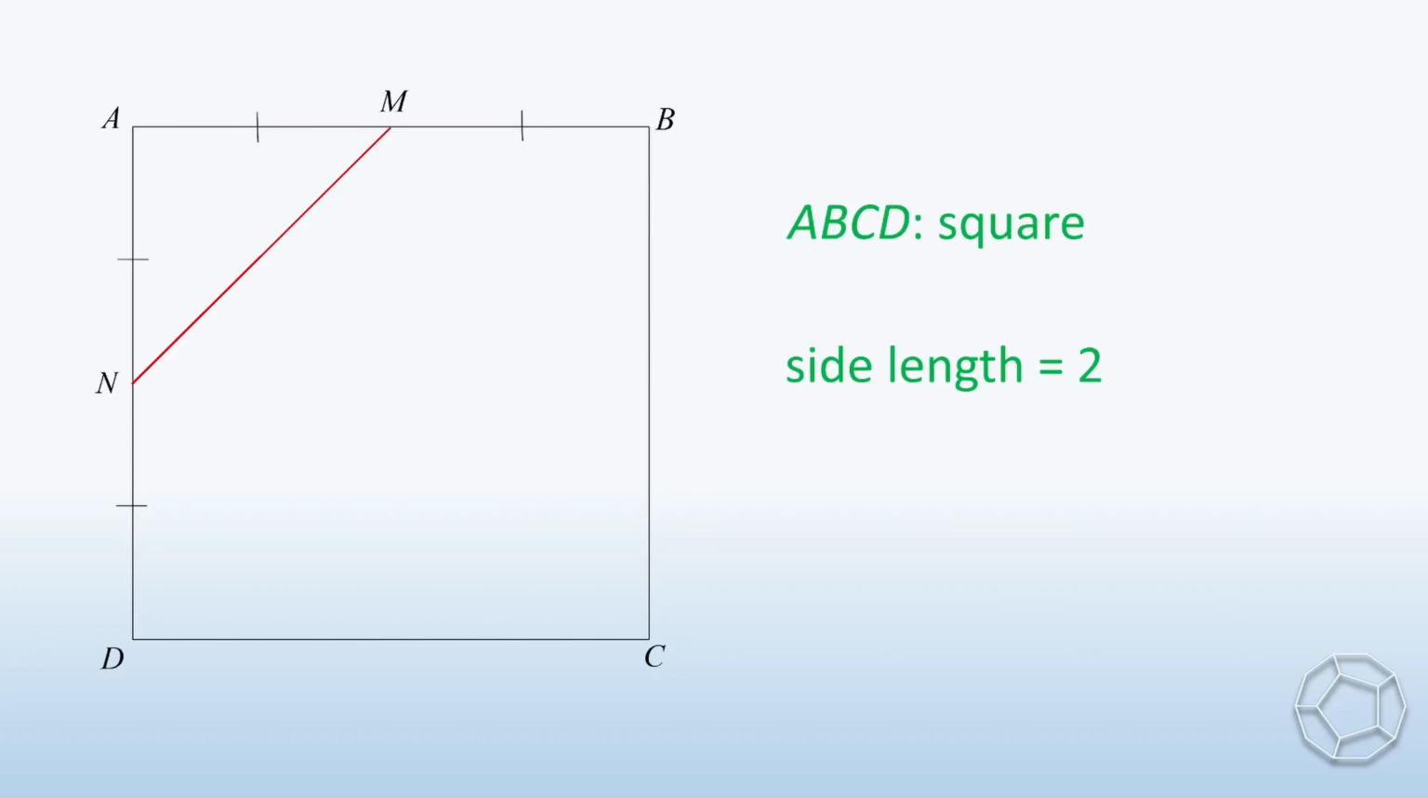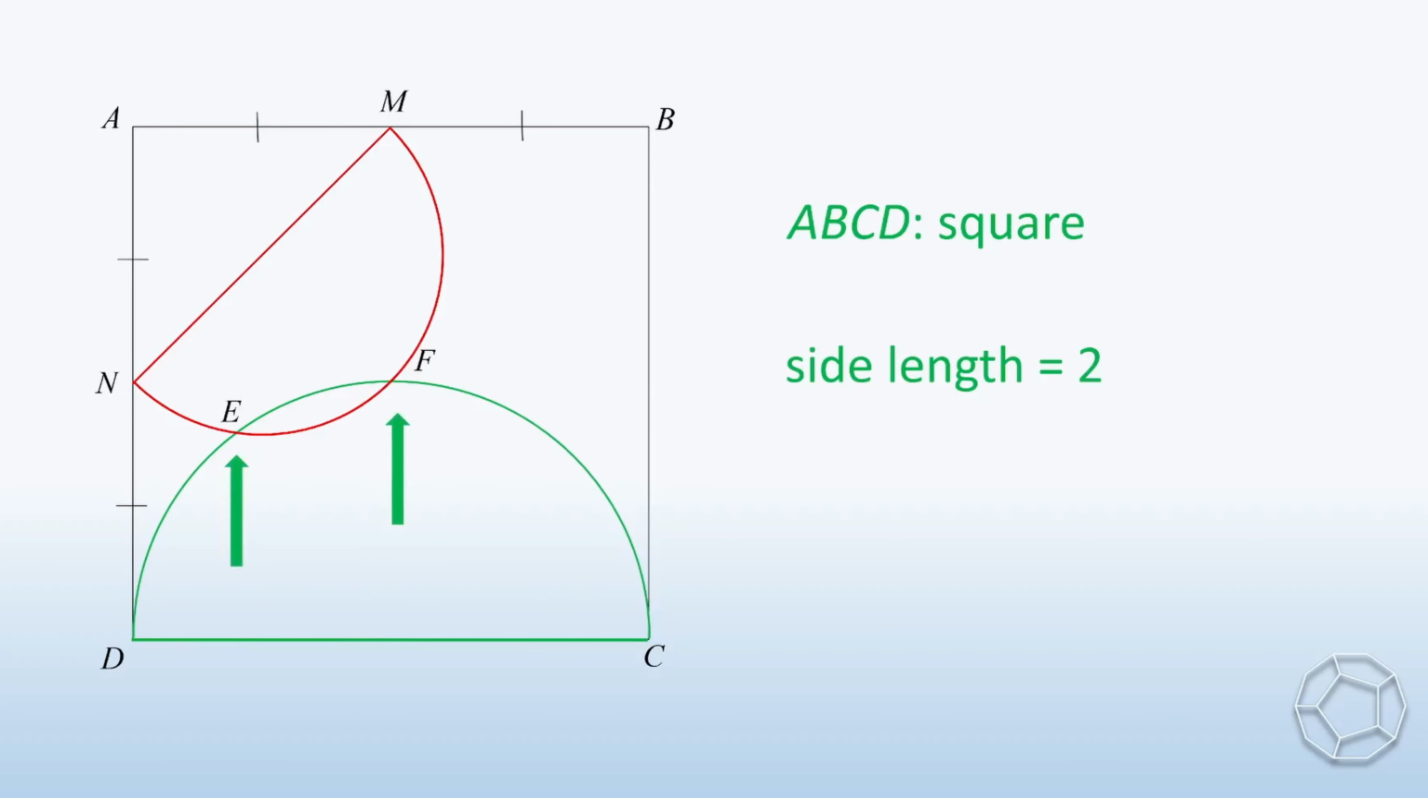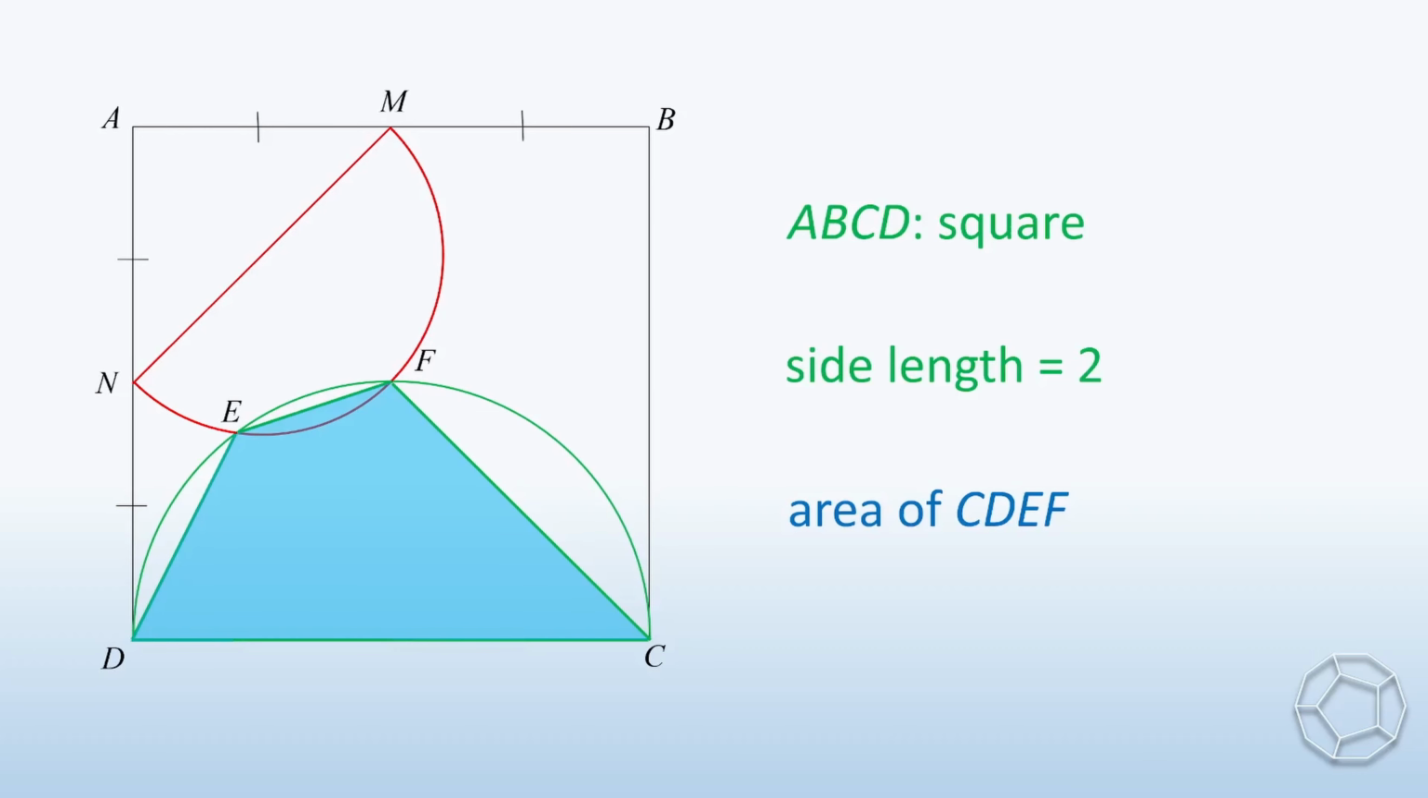Let's take it as a diameter and draw a semicircle. We also take the green side CD and do the same thing. The two semicircles intersect at the points E and F. Draw the sides to form a quadrilateral. Find the area of CDEF.